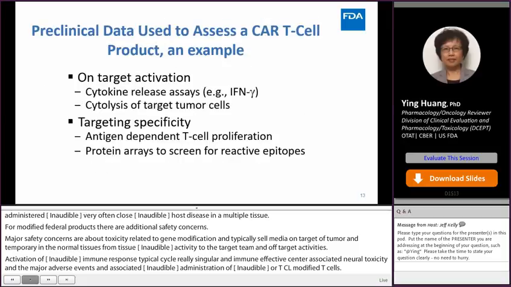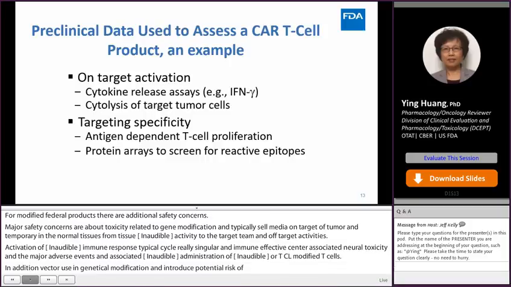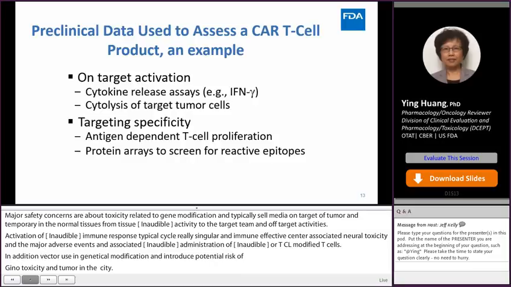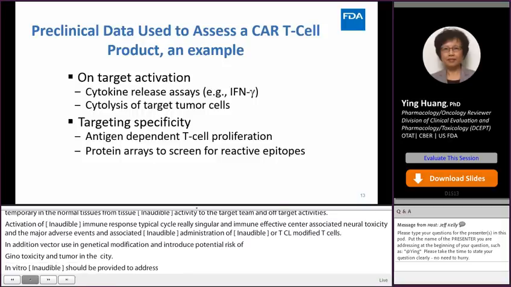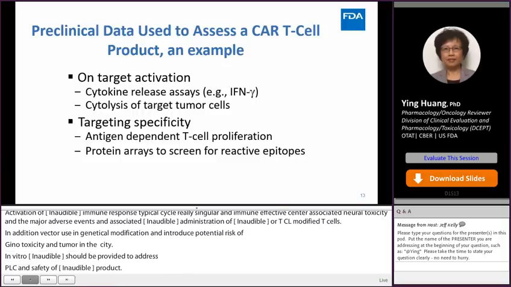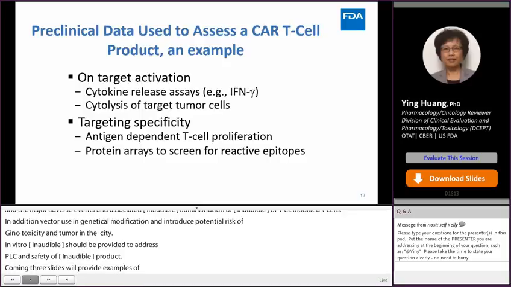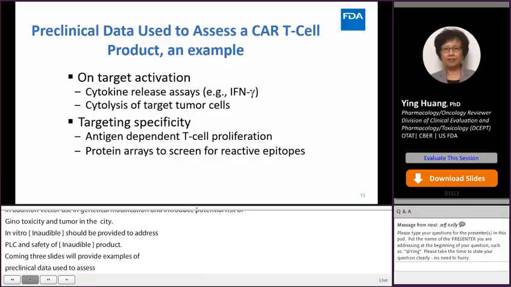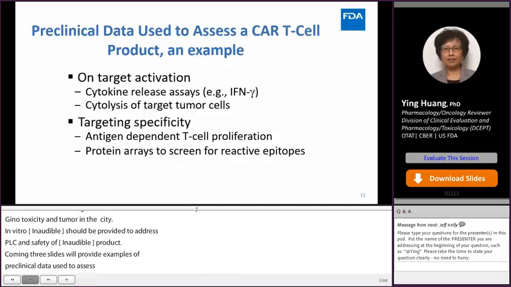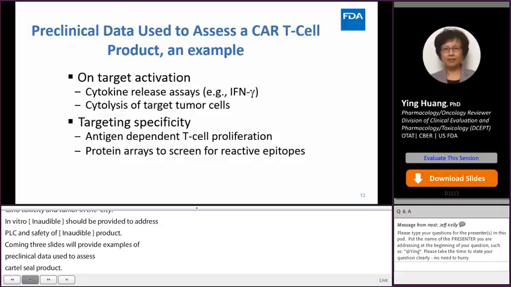In vitro and in vivo data should be provided to address the POC and the safety of a CAR T cell product. The coming 3 slides will provide examples of preclinical data used to assess a CAR T cell product. We will review the in vitro data that demonstrate on-target activation assessed by cytokine release assays and the cytolysis of target tumor cells. Data are also needed to address target specificity.